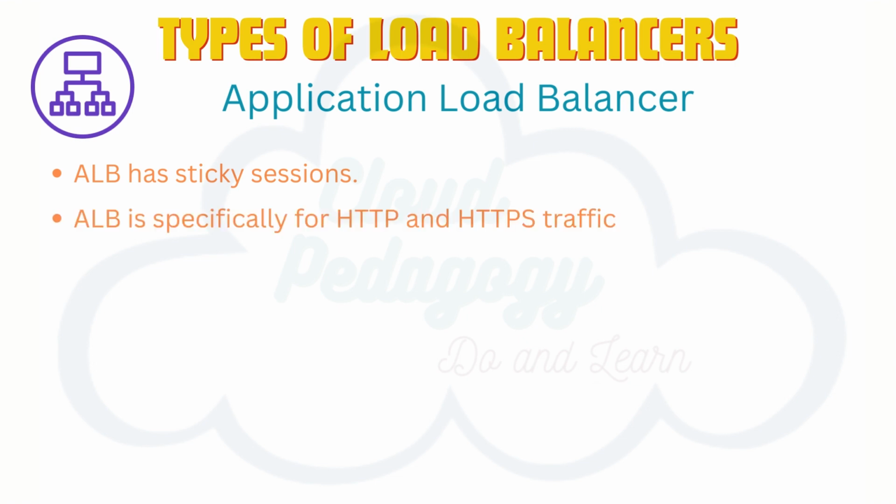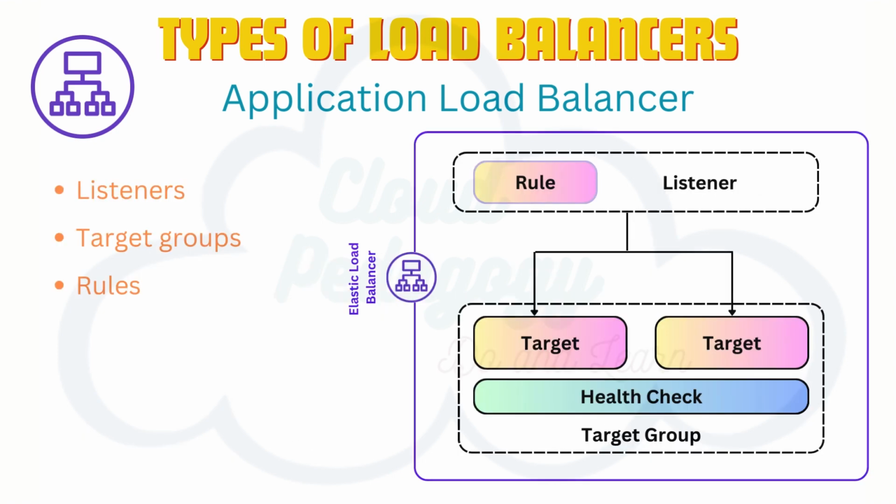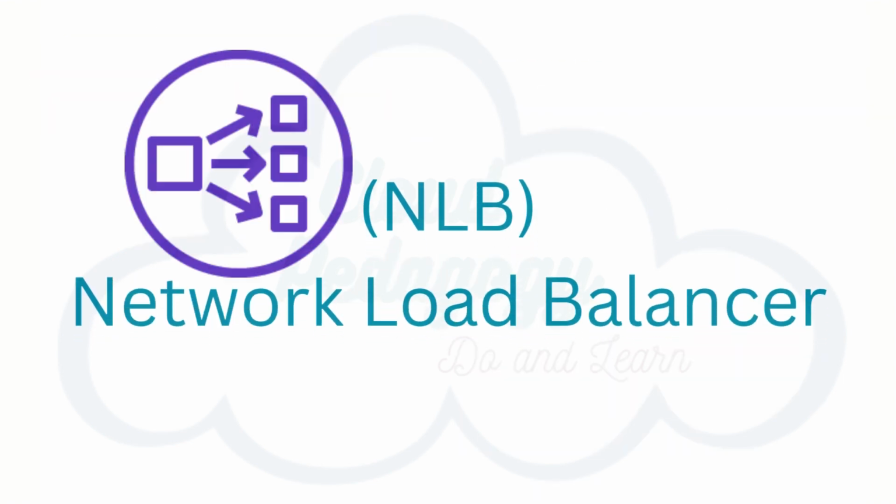Finally, ALB is specifically for HTTP and HTTPS traffic. For example, in our student directory application, we will be load balancing only the web traffic, so we will be using the application load balancer, or the ALB. When you create an ALB, you will need to configure three main components that we have already discussed in the last session. If your application uses a different protocol, then consider the network load balancer.